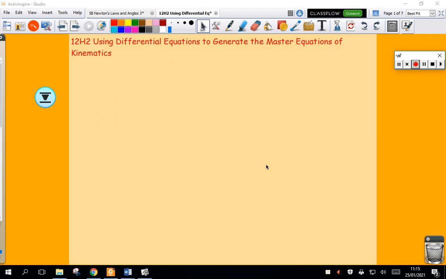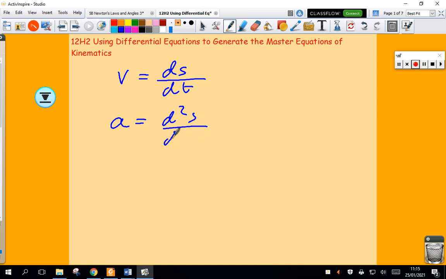Okay, in this class I'm going to use differential equations to generate the master equations of kinematics. So one thing to remember is how do I define some of these quantities from kinematics? Well, velocity we can define as the first derivative of displacement with respect to time, and acceleration we can define as the second derivative of displacement with respect to time, or the first derivative of velocity with respect to time.